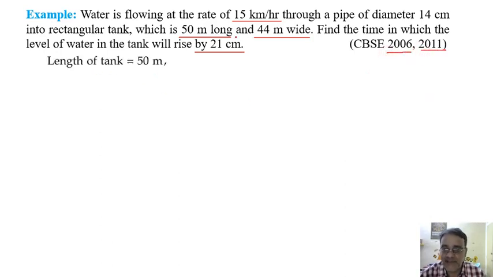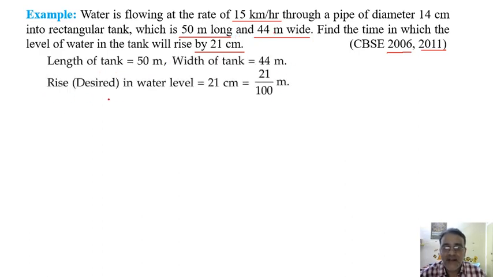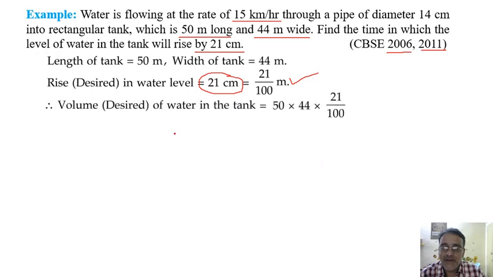Length of tank is 50 meter and the width of tank is 44 meter. And the rise in water level, that is 21 cm, is given. So we have to convert it into meter. So 21 upon 100 meter. Okay. So volume of water in the tank will be equal to L into B into H. So see carefully, 50 gets divided by 100, we cancel the 100. Now we'll get 22 here. So 22 into 21 will get 462 meter cube.